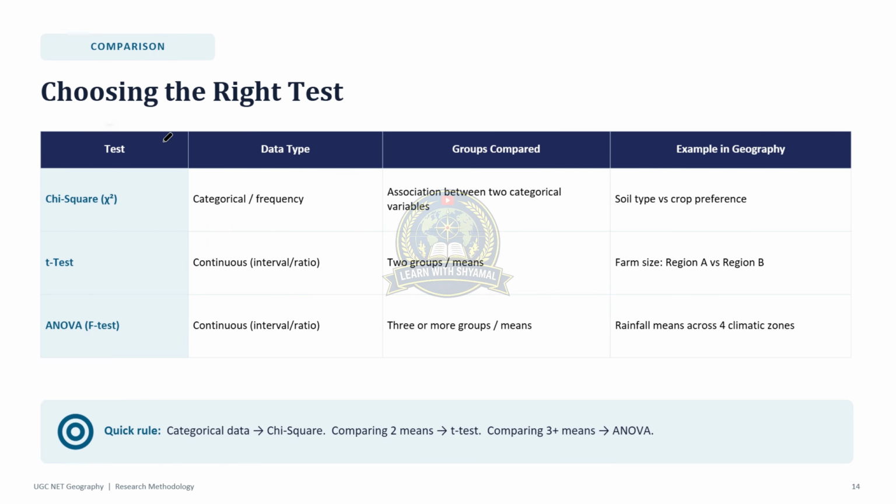Okay, choosing the right test: data type, groups compared, and example in geography. Chi-square: categorical and frequency data, association between two categorical variables, for example soil type versus crop preference. T-test: continuous interval and ratio data, two groups and means, for example farm size region A versus region B. ANOVA F-test: continuous interval or ratio data, 3 or more group means, for example rainfall means across 4 climatic zones. Quick rule: categorical data, chi-square; comparing 2 means, t-test; comparing 3 or more means, ANOVA.